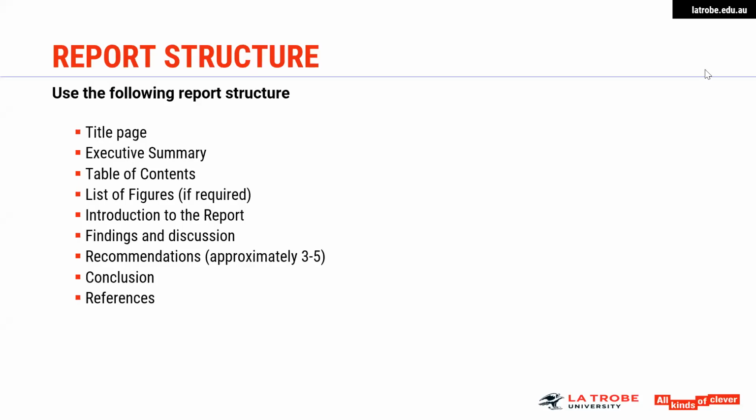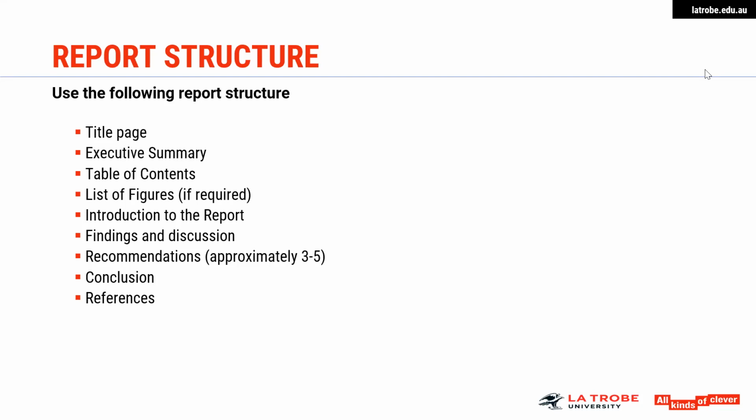Okay, the structure of your report, because it is a business report, you should have a title page and an executive summary. Don't have an abstract for a business report, we have an executive summary. Then list your table of contents. If you're using figures or diagrams to illustrate anything that you're talking about, make sure that they are named in the or cited in the body of your report, but also list them as a list of figures underneath your table of contents. Then provide an introduction for your report, the findings and discussion, and then your recommendations.